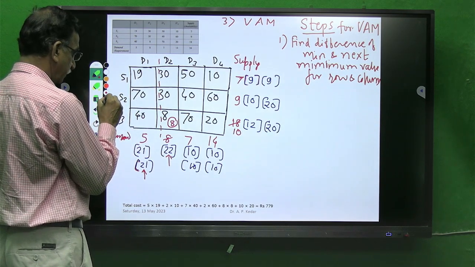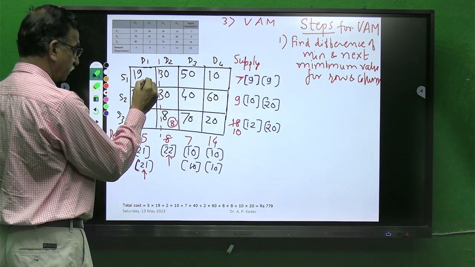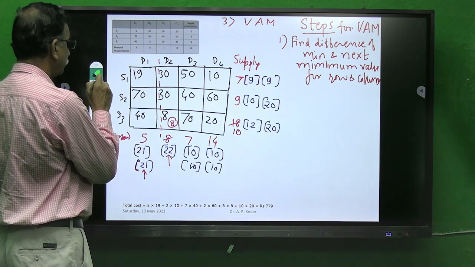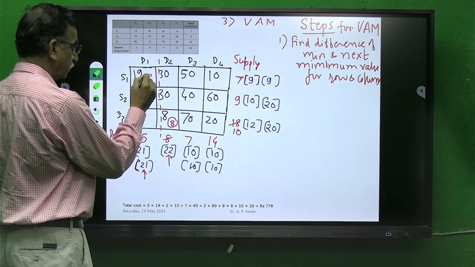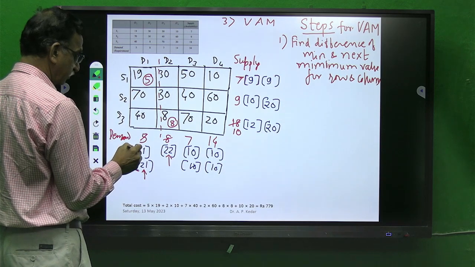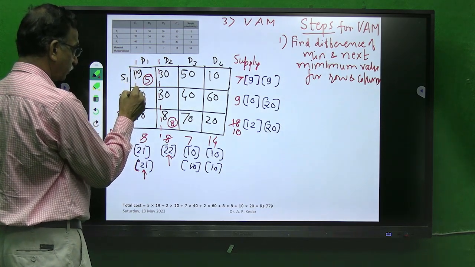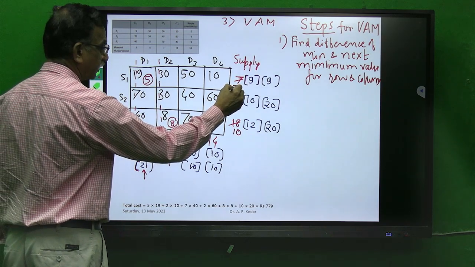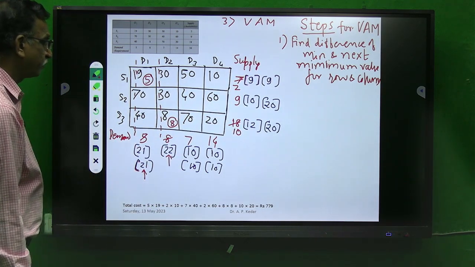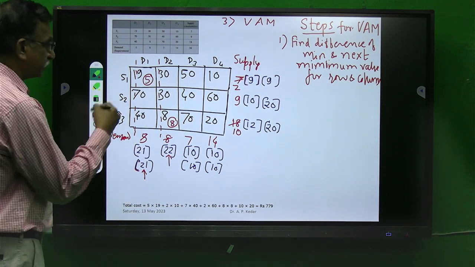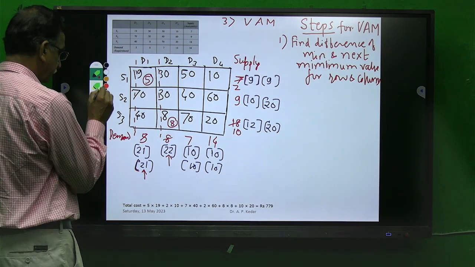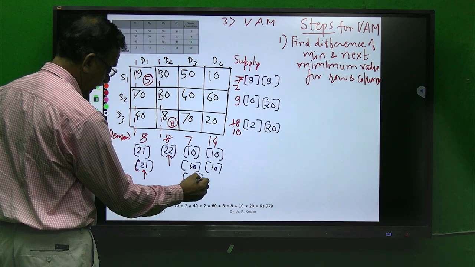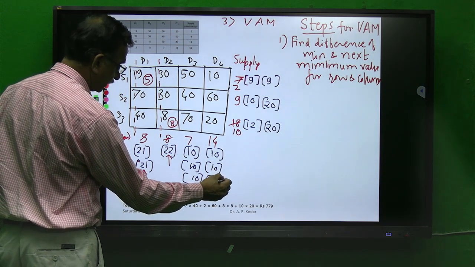So you have to allocate 5. 5 will vanish. Immediately draw a cross line. Immediately modify the remaining supply. Now again repeat the same process of finding the difference. So this will remain the same, 10. This will remain the same, 10.